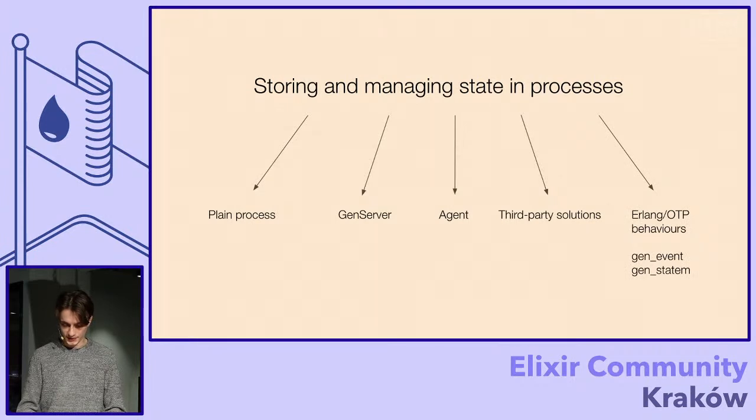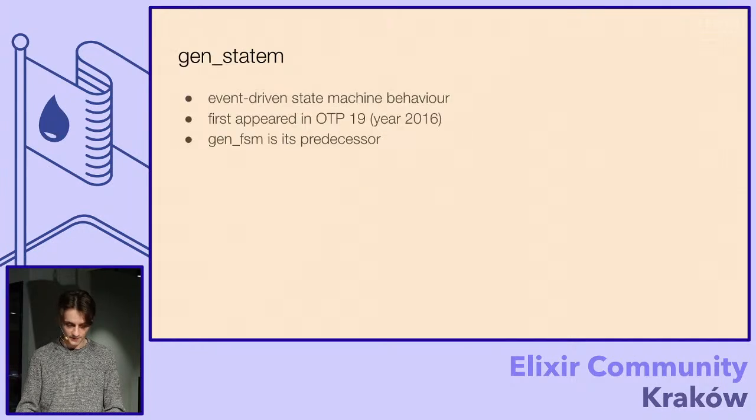So yeah, this way we've come to the main point of this talk, which is GenState-M. It stands for Generic State Machine, and this is the OTP behavior, which first appeared in OTP 19, and is a successor of GenFSM, which stands for Generic Finite State Machine. The difference between these two is that Generic State Machine provides a more convenient API, and it also brings some new cool features in.